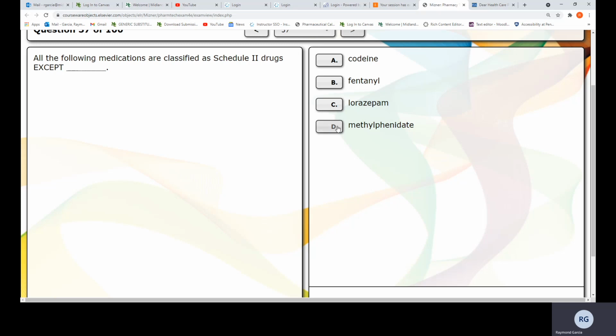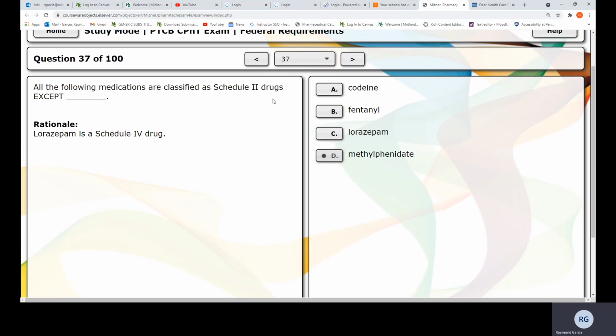Lorazepam is scheduled for the... Lorazepam is Schedule 4. The rest are Schedule 2s. All right.